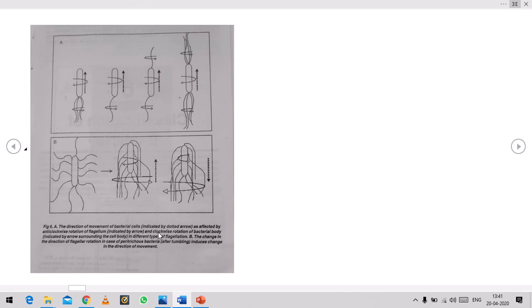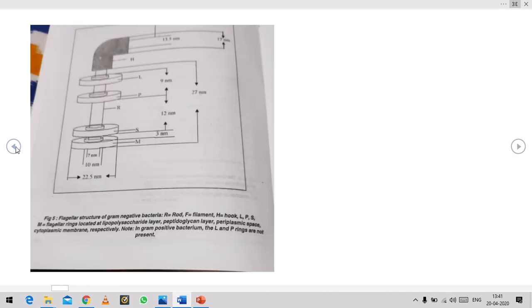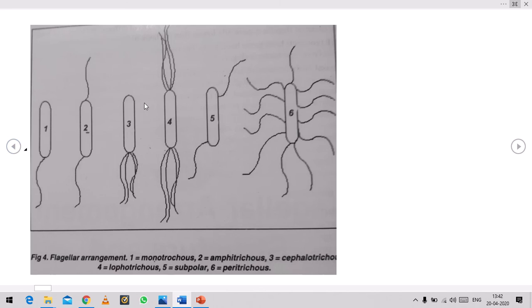What happens in lophotrichous flagellation? If you see this fourth one, the flagella cluster together and rotate as a single bundle. In peritrichous flagellation, the bacteria swim in a straight line for some time, then stop abruptly and change their direction. This phenomenon is known as tumbling. Tumbling occurs due to the change in the direction of rotation from counterclockwise to clockwise.